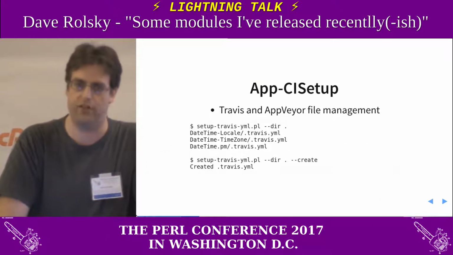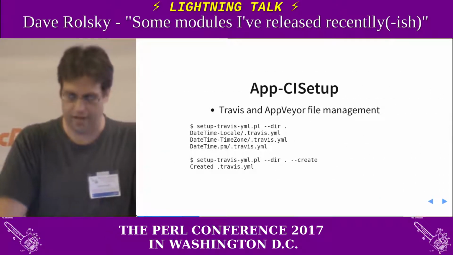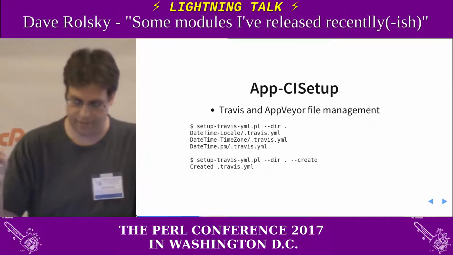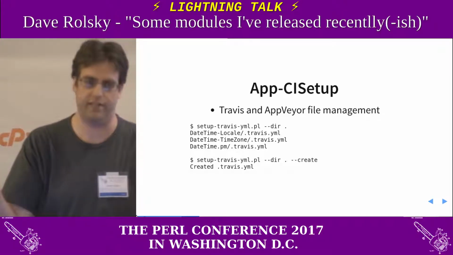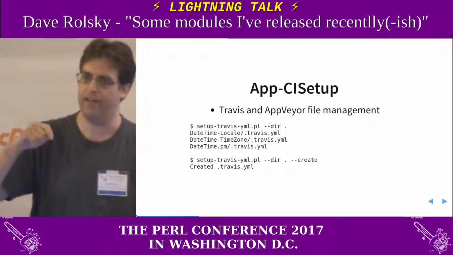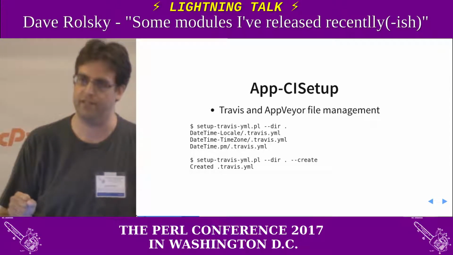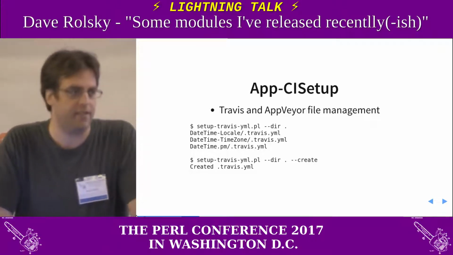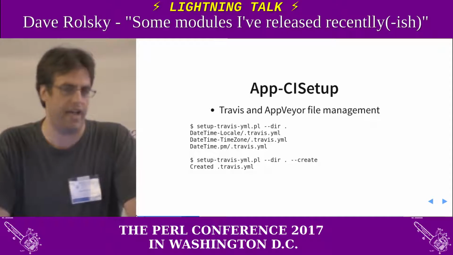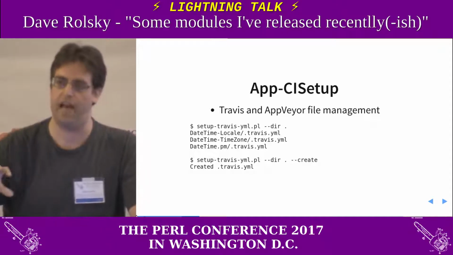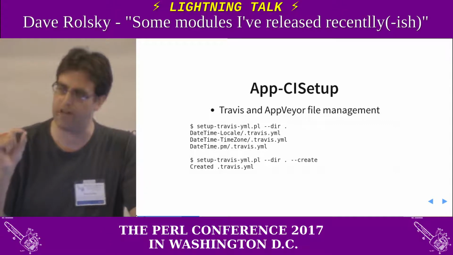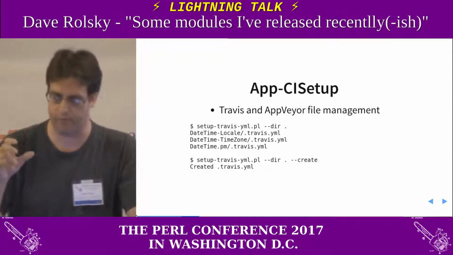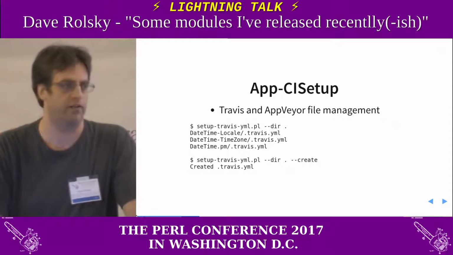So the first one is called App CI Setup. And also I'd like to thank my former employer, MaxMind, for releasing the code that I wrote while I was there and sharing it with me under an open source license so I could release it to CPAN. Basically, this is a tool for generating and managing Travis and AppVeyor files, primarily right now oriented at Perl projects. It could be expanded to do others.